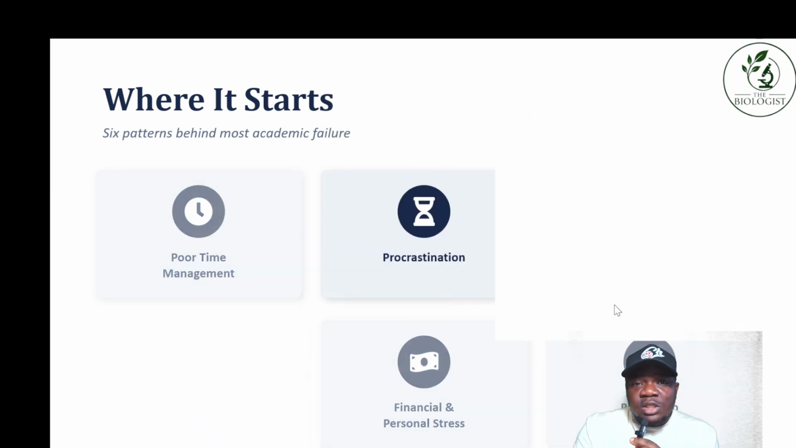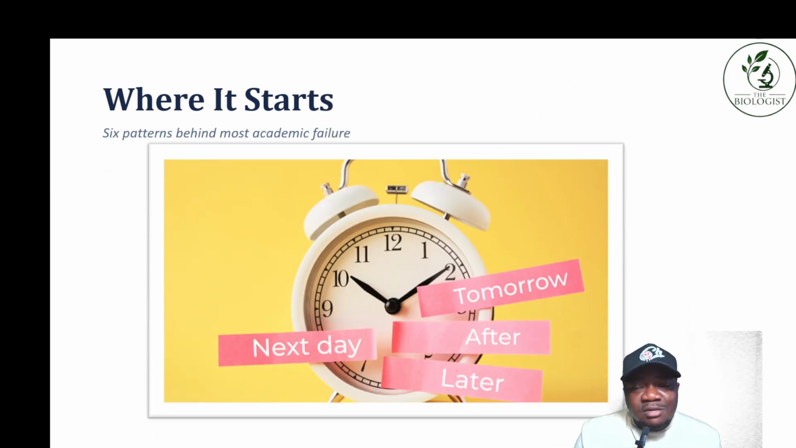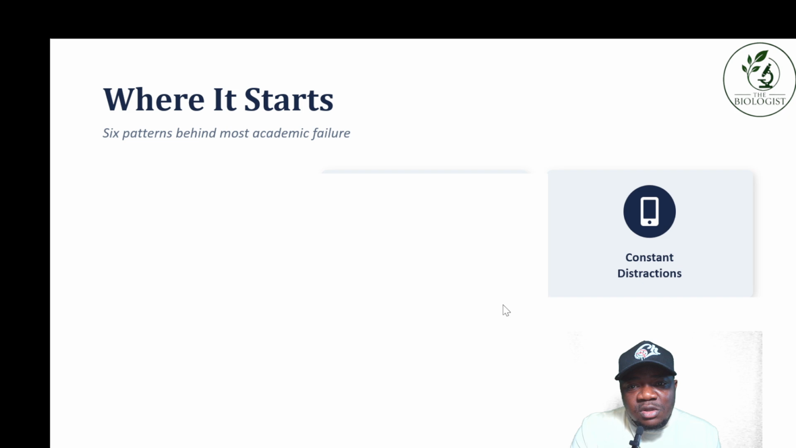The next one is procrastination. Procrastination is postponing what you're supposed to do right now to a later time. For example, you can say, tomorrow I'm going to read. I'm tired today, I want to rest. Or you can say, the next day, after, later. This kind of procrastination can make you keep pushing back the time you need to read, and it affects your performance as a student. So it's very important to take notes.